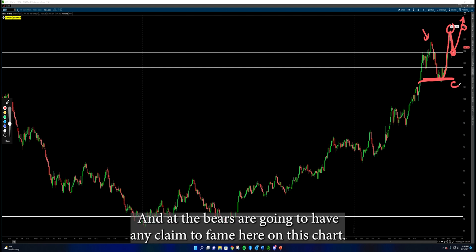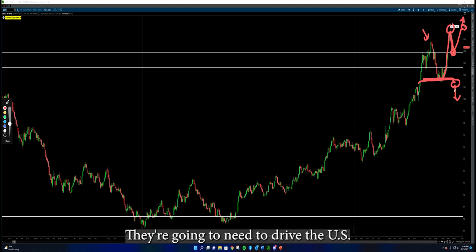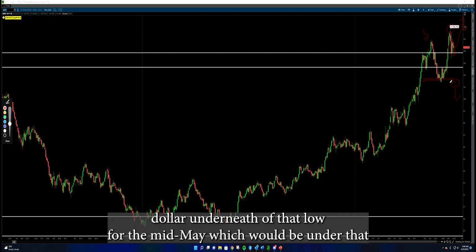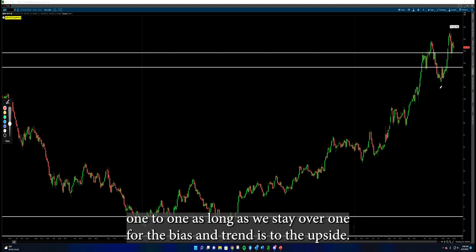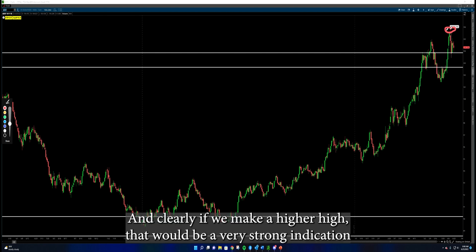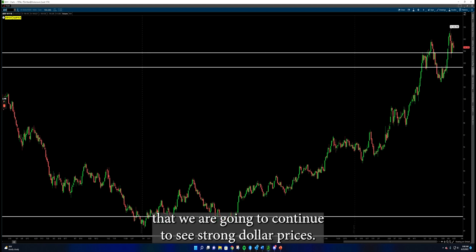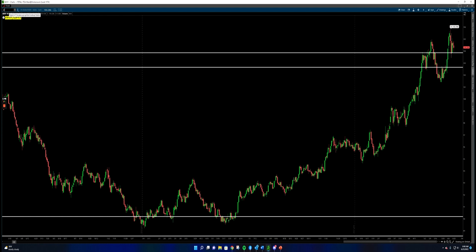And if the bears are going to have any claim to fame here on this chart, they're going to need to drive the US dollar underneath that low from mid-May, which would be under that 101. As long as we stay over 104, the bias and trend is to the upside. And clearly, if we make a higher high, that would be a very strong indication that we are going to continue to see strong dollar prices.